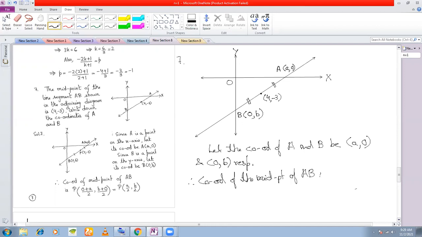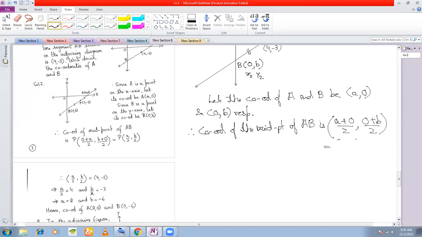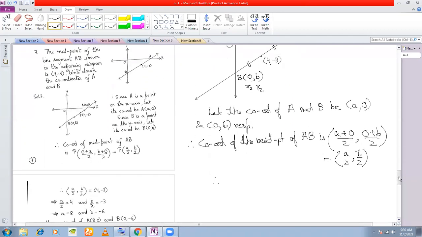Consider this as your x1, y1 and this as your x2, y2. Okay, so you have (a plus 0) by 2 and (0 plus b) by 2. The coordinates of the midpoint you are getting as a by 2, b by 2. Okay, so therefore, what are the coordinates of the midpoint of AB given? (4, minus 3). Therefore, a by 2 and b by 2 must be equal to (4, minus 3).